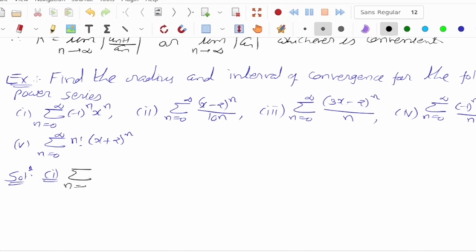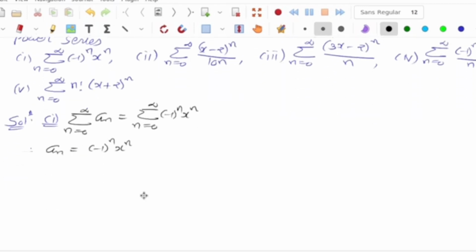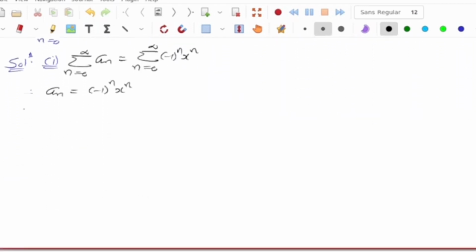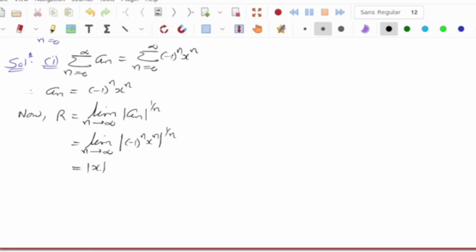We have been given this series, summation n equal to 0 to infinity an is equal to summation n equal to 0 to infinity minus 1 raised to n into x raised to n. Then what is an? An equals minus 1 raised to n into x raised to n. As we discussed, we can apply any test, root test or ratio test. Limit n tends to infinity, absolute value of an raised to 1 upon n. This becomes limit n tends to infinity, absolute value of minus 1 raised to n into x raised to n whole raised to 1 upon n, and this becomes absolute value of x.